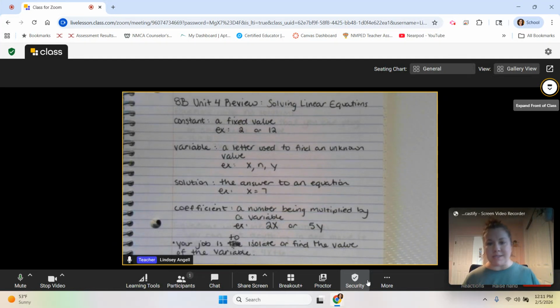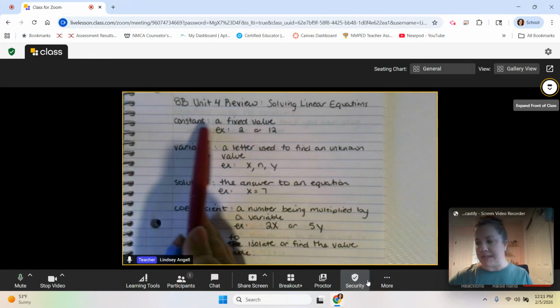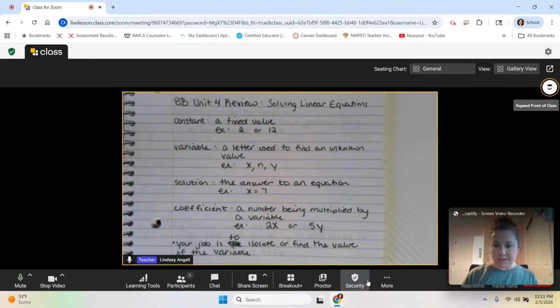So first off, constant. A constant in math is a fixed value. So 2. 2 is a constant because it is constantly equal to 2, right? Or 12. 12 is always equal to 12. A variable is a letter used to find an unknown value. So examples that we've used are like x, n, y, doesn't matter which one you use. Some variables signify certain things, like k is used for scale factor, things like that, but overall it's a letter that helps you figure out what's missing.